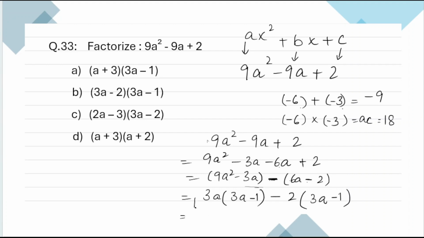Now, from this complete term and from this complete term, this binomial bracket 3a minus 1 is same. So I can take it out common, 3a minus 1. From the first term, when I took out this 3a minus 1, what is left? 3a. From the second term, when I took this 3a minus 1 outside, what is left? Minus 2. These are my two factors of this polynomial. So where is 3a minus 1 and 3a minus 2? B choice. So option B is the correct answer.